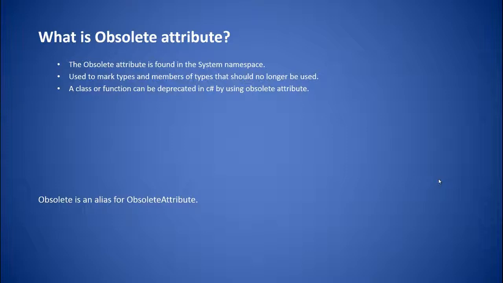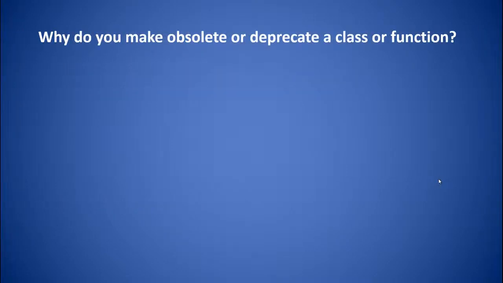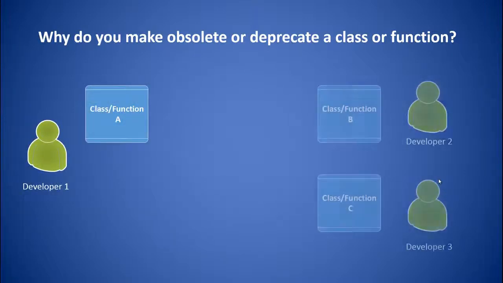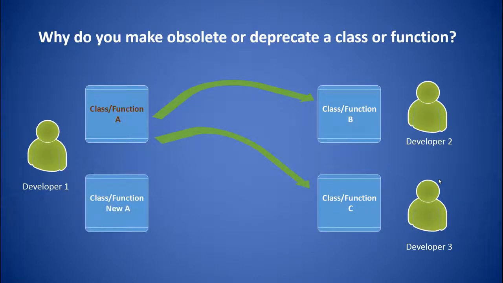Why do you deprecate a class or function? In order to understand this, let us take a scenario. We would be working on production environments where multiple developers are working on the same project. Developer 1 has written a class or function A. Developer 2 and Developer 3 have written their own classes or functions B and C respectively. The classes or functions B and C are consuming the class or function A. After a certain period of time, the class or function A is outdated or no longer recommended for use. A new class or function, new A, will be written by Developer 1.